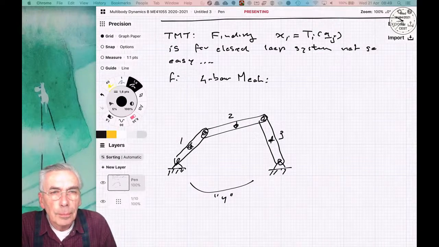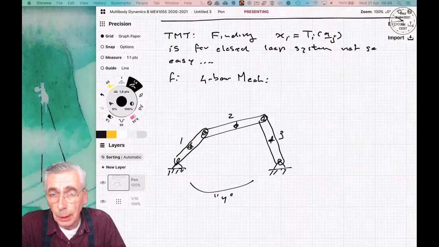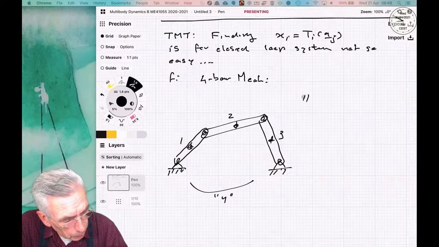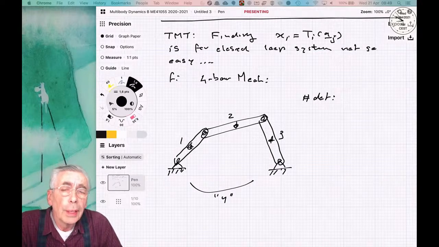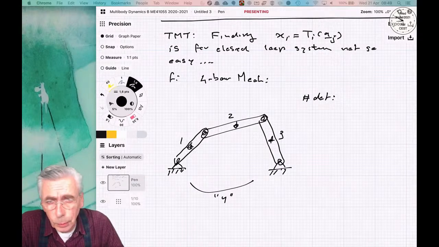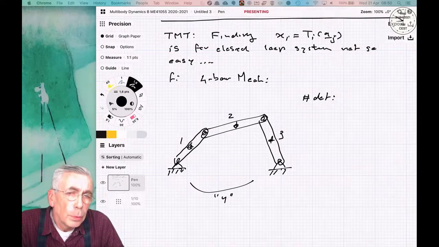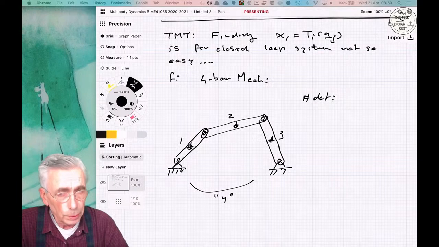Now, if we would use a TMT method, we have to find out how many degrees of freedom we have to get our set of independent generalized coordinates. So the number of degrees of freedom in this case, well, you can use your mechanical intuition, and that works for most people. However, we also have math. So if we combine the two, we have sort of a Kalman filter approach. We have a model and we have our intuition, and then maybe we can even come to a better solution.